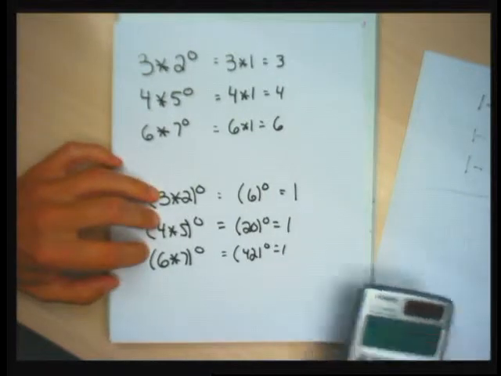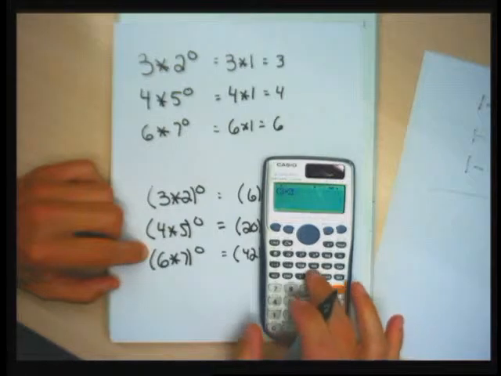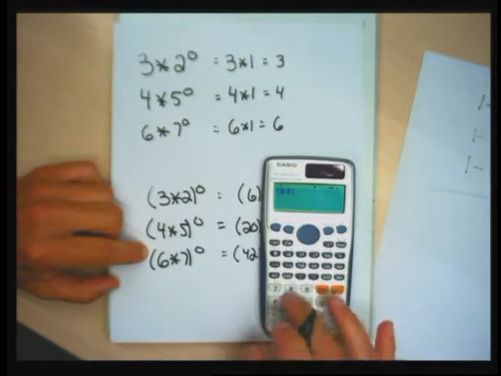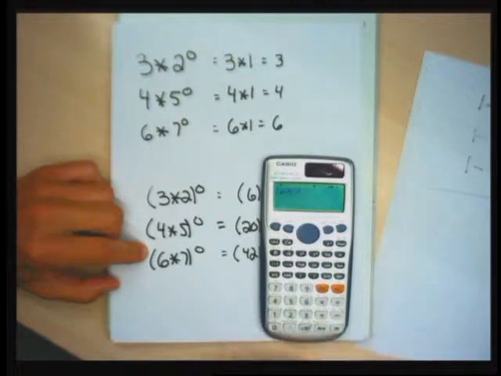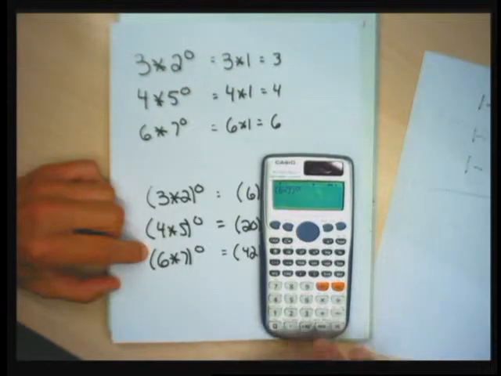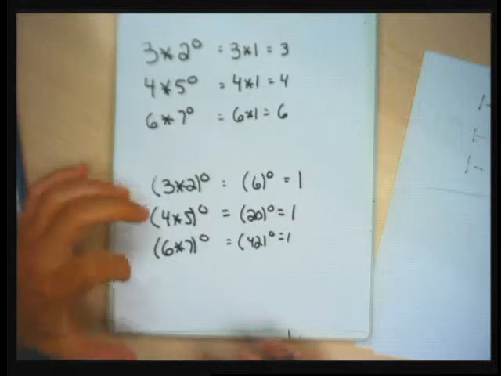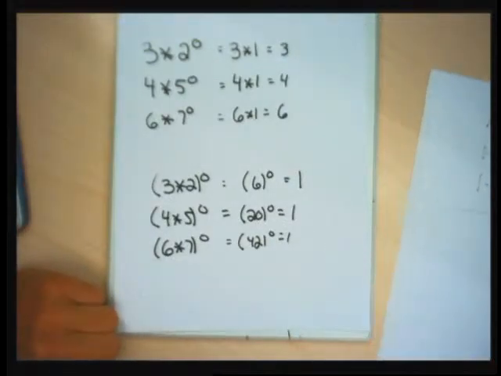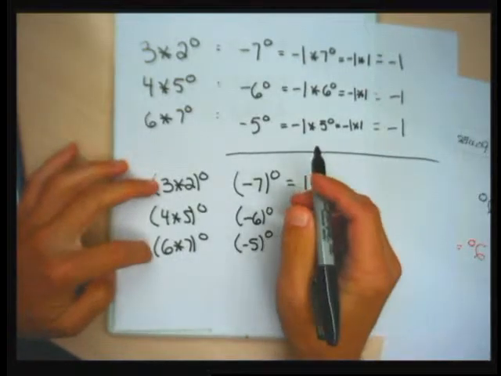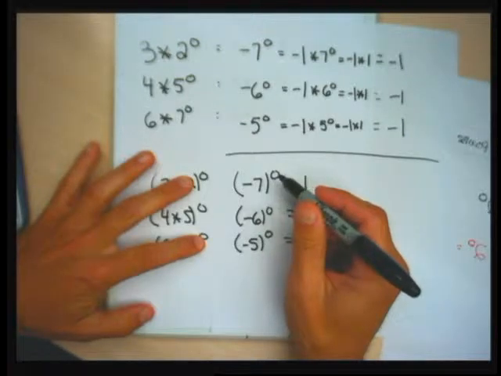And again, I do all these on my calculator because I don't have letters. So I'm going to go 3 times 2 to the 0 power, it's 1. 4 times 5 to the 0 power, it's 1. And 6 times 7 to the 0 power, it's also 1. So parentheses are a big deal when we have 0 exponents. If everything in a problem is inside a parentheses with a 0 exponent outside the parentheses, then your answer is going to simplify to 1.